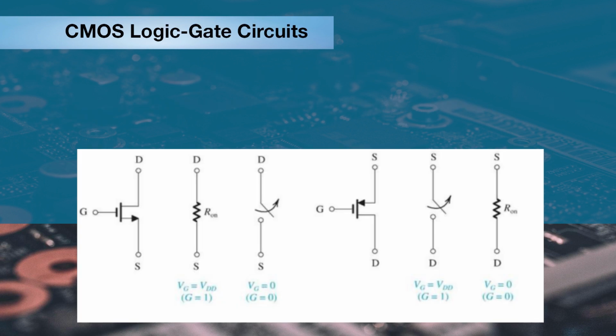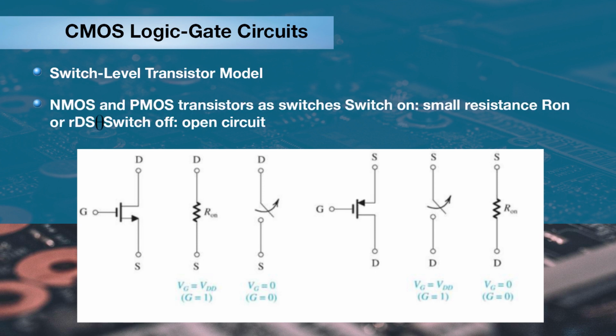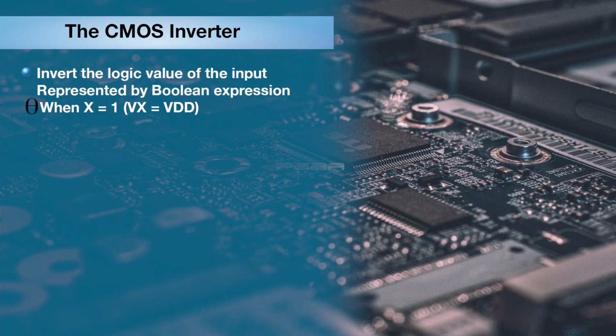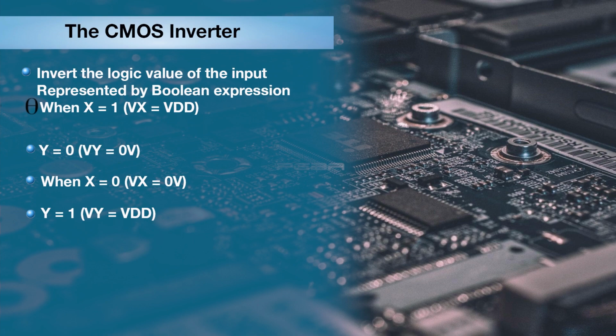Now we discuss the CMOS logic gate circuit. Switch level transistor model: NMOS and PMOS transistors are switched on with a small resistance RON or RDS, and switched off as an open circuit. The figure shows the CMOS logic gate. CMOS inverter: the output represents the Boolean expression. When x equals 1, Vx equals VDD, y equals 0, Vy equals 0V. When x equals 0, Vx equals 0V, y equals 1, Vy equals VDD.